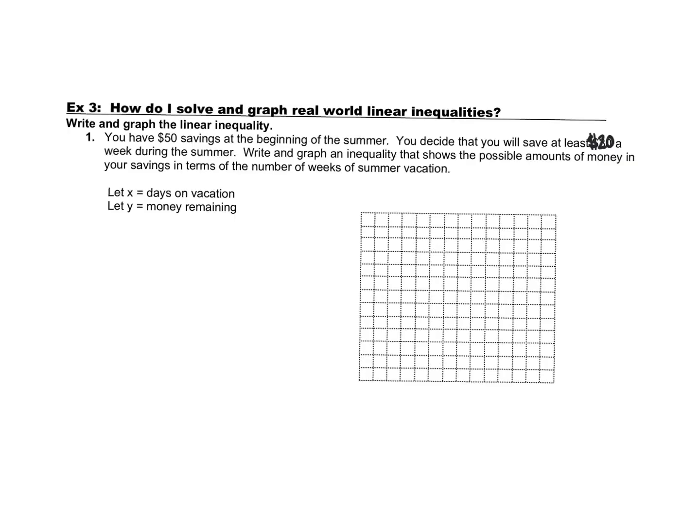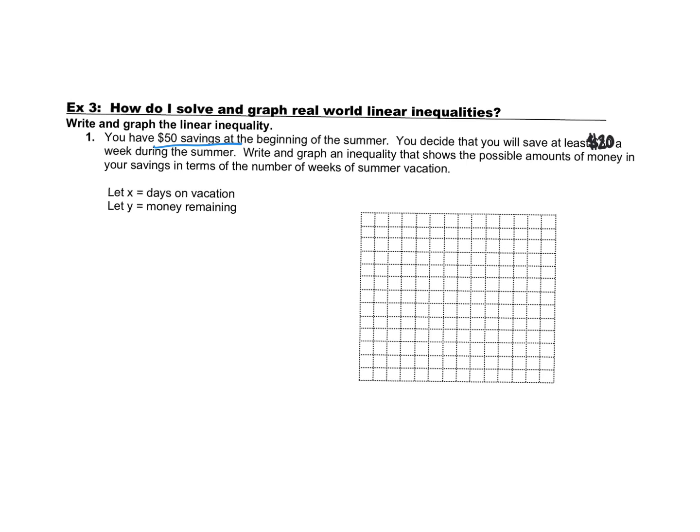All right, example number 3. How do I solve and graph real-world linear inequalities? You have $50 in savings at the beginning of the summer. You decide that you will save at least $20 a week during the summer. Write and graph an inequality that shows the possible amounts of money in your savings in terms of the number of weeks of summer vacation.